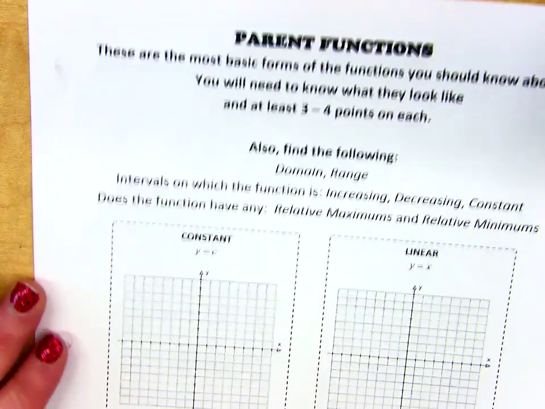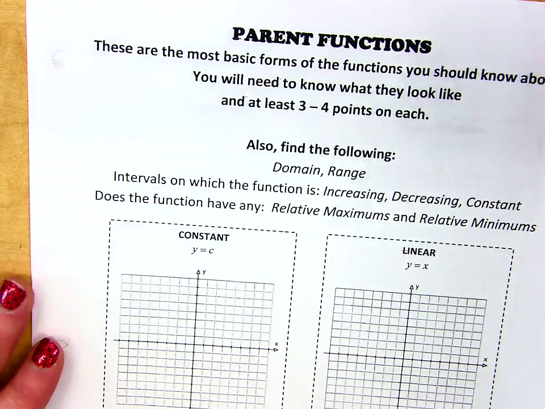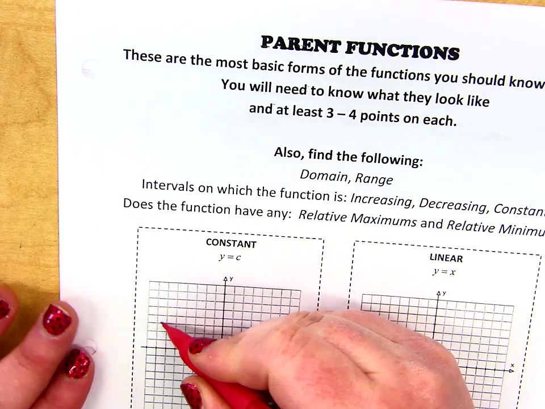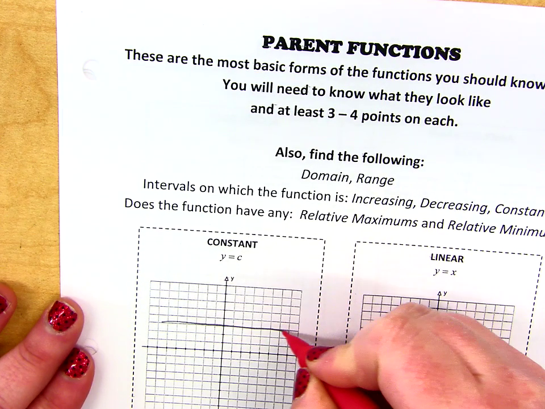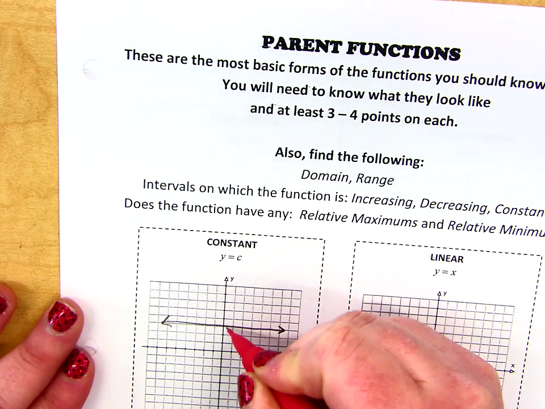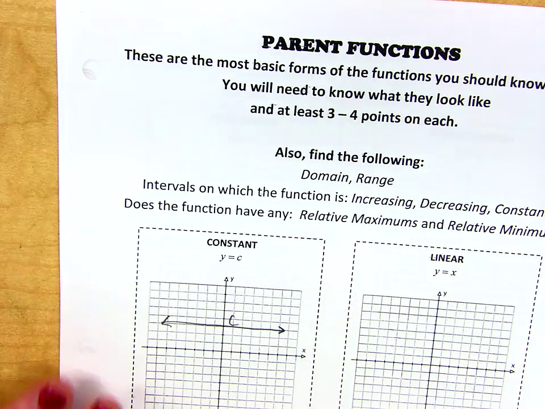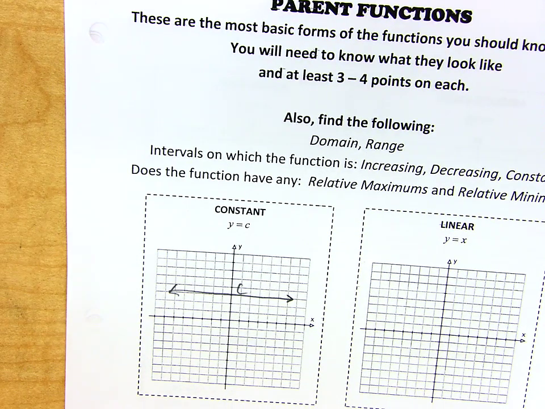All right, so if you're going to graph y equals some constant, any old constant, it doesn't really matter. It's just a horizontal line at whatever that constant is, right? So that would be my value of c. So that one's pretty easy.